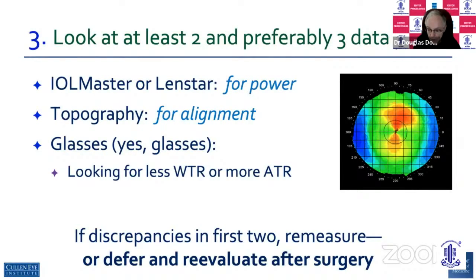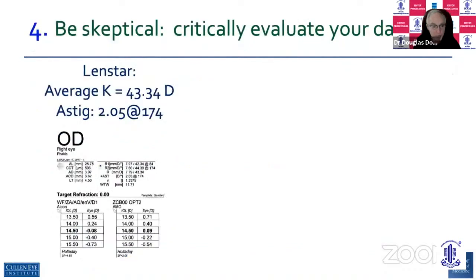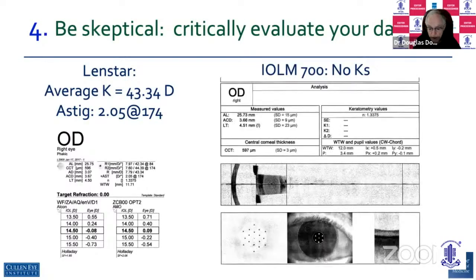I'll reevaluate with a good refraction after astigmatism. So we've heard about data analysis, and here's a good example. This patient came to me for pre-op, K readings 43/44, astigmatism 2 diopters at 174. The IOLMaster 700 did not give me any K readings.